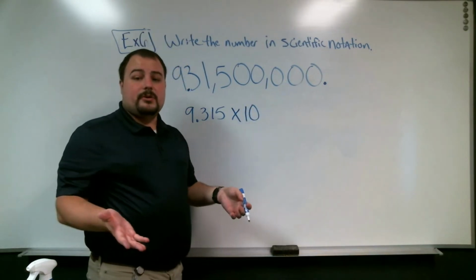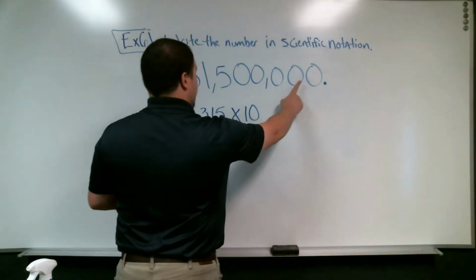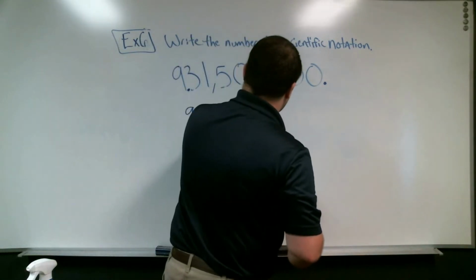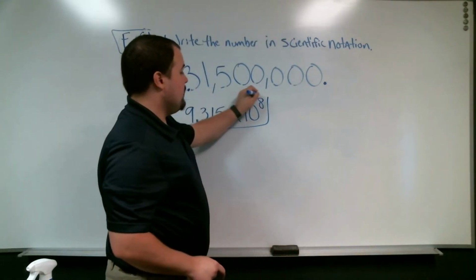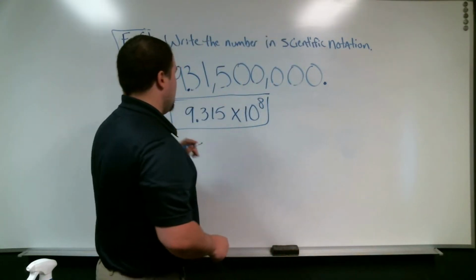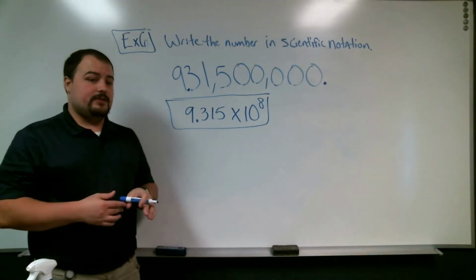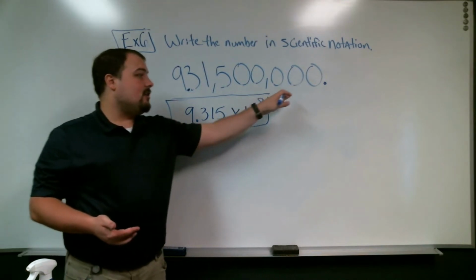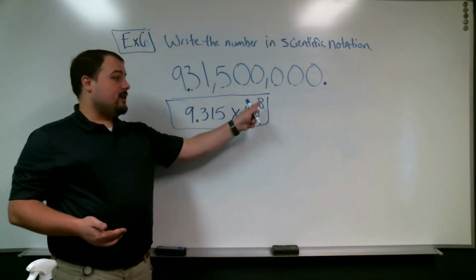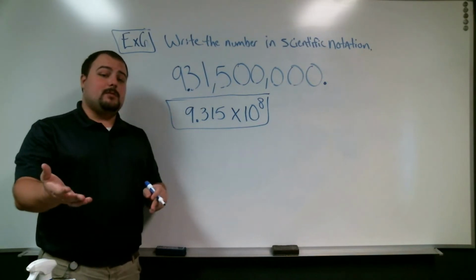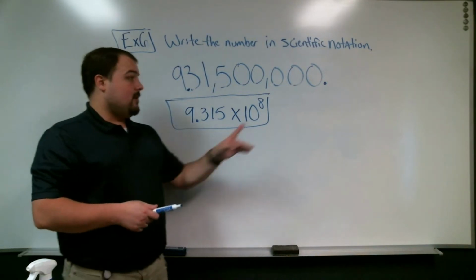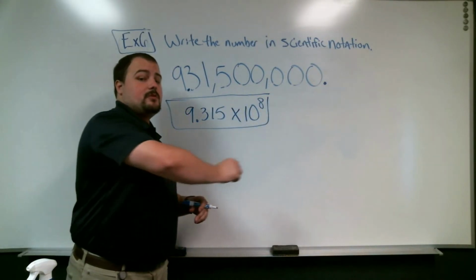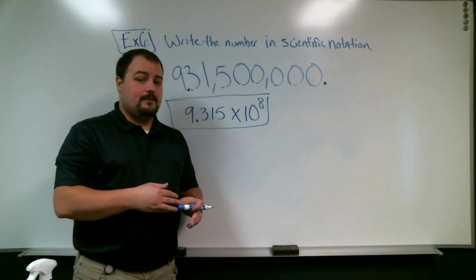And now you just have to have the ability to count. We moved it 1, 2, 3, 4, 5, 6, 7, 8 times. So this would be 9.315, or 9 and 315 thousandths, that times 10 to the 8th power. So again, we count how many times we moved it. Since it was a whole number, I know my exponent's going to be positive. If it was a decimal, my exponent would probably have been negative. Also, we moved the decimal to the left, which means our exponent should be going up. If we had to move the decimal to the right, the exponent number should be going down.